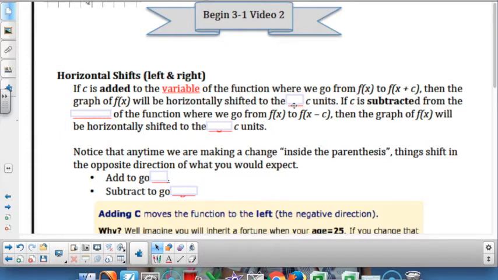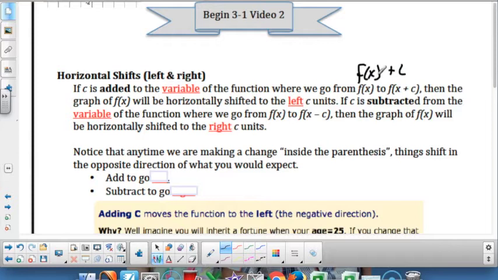This is going to shift it to the left. If c is subtracted from the variable, then we are going to move that graph to the right. So again, instead of having something that looks like this, where we add the c to the entire function, we are just adding c to the x value, and that moves it left and right.